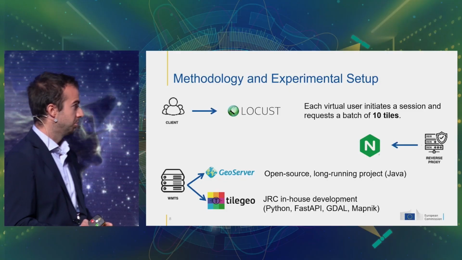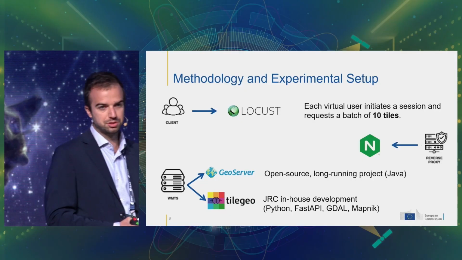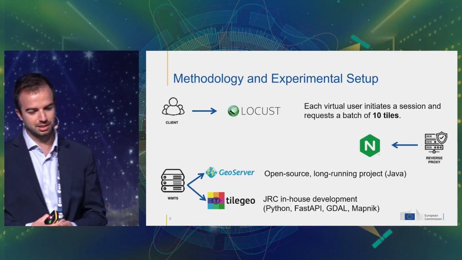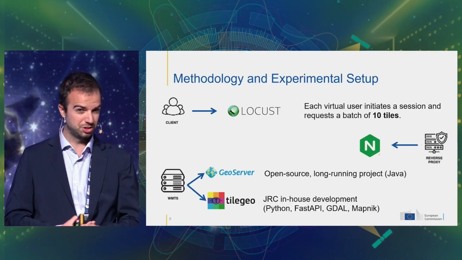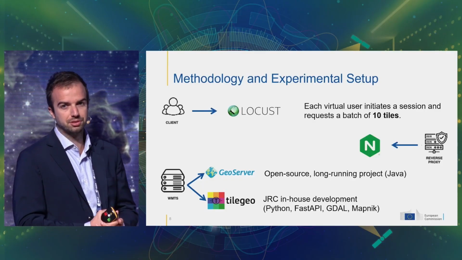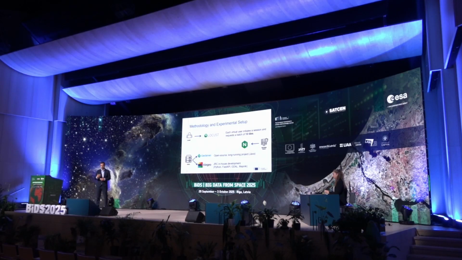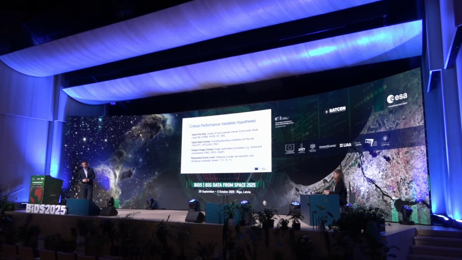For the reverse proxy, we use Nginx, and for the WMTS, we use GeoServer, a long-standing open source project written in Java, if I'm not wrong, and TileGeo, that is an in-house solution developed by GRC that combines open source technology. It's open source as well, and it combines GDAL, Mapnik, and FastAPI.